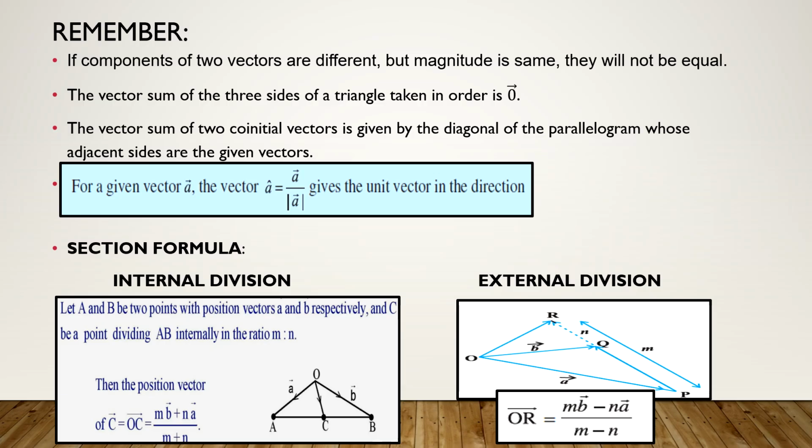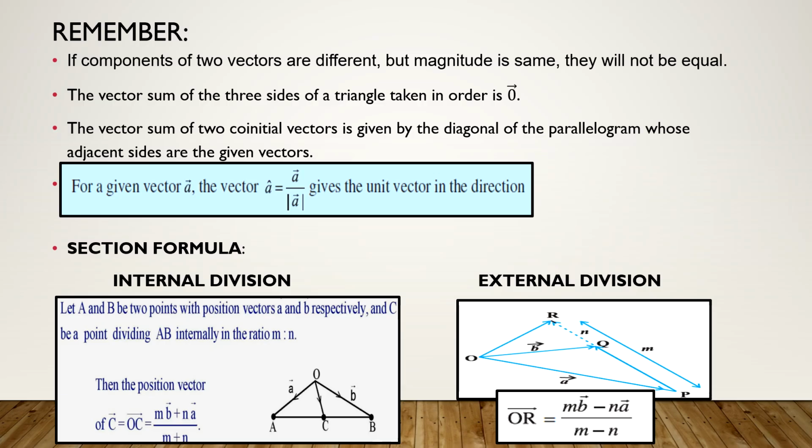Now, for a given vector A, just now I said the unit vector is denoted by A cap. So the unit vector A cap is given by vector A upon its magnitude. Remember this. A very important formula, which is the section formula. You already have studied the section formulas for, say, line segments. Here we are going to see the section formula for vectors. We divide it into two parts. Either you have the internal division or you have the external division.